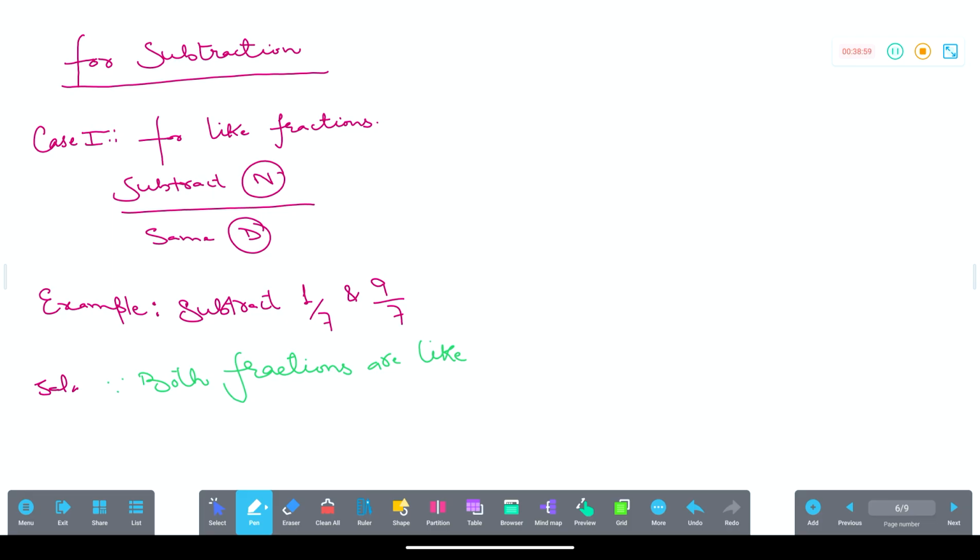So I will write 1 by 7 minus 9 by 7. We can write it as keeping the denominator the same, 7, and subtracting 1 minus 9. Now here the concept of integers will come into importance. Take 1 minus 9 as simple integers. The denominator is already 7, so I will keep the denominator 7.